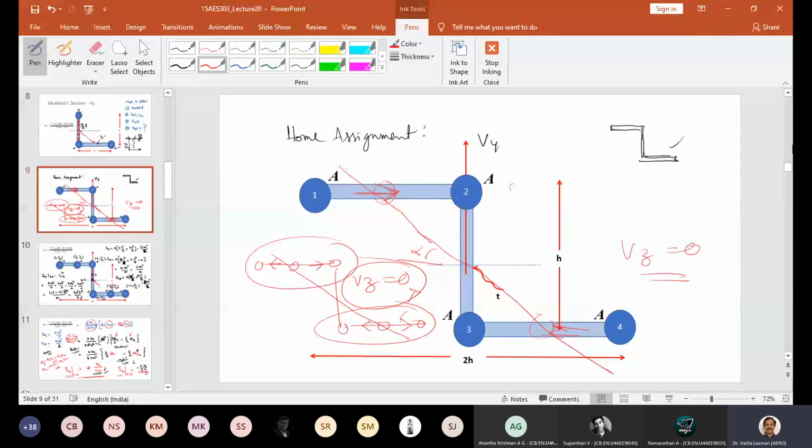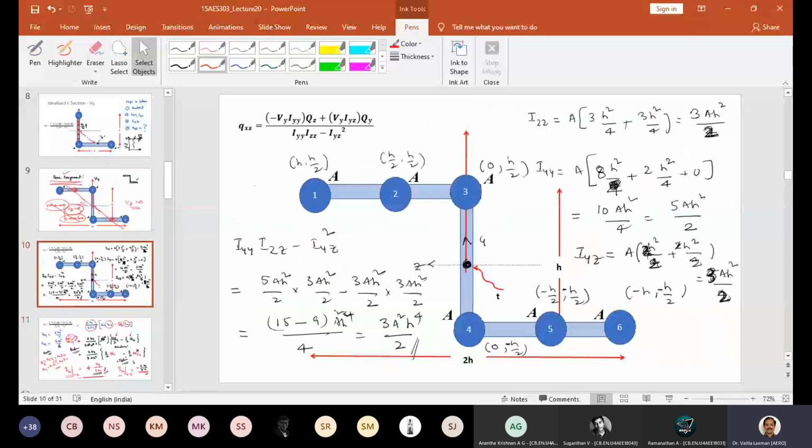Please work out even this assignment I have given as home assignment, and we'll see in the next class. Next class, if you have any doubt, we'll discuss for some time. Otherwise, we'll move on. We try to solve shear center. It's a very important topic. You come to know what that is and why it is so important. It's very, very important in aircraft wings. You come to know why and how you calculate the shear center.